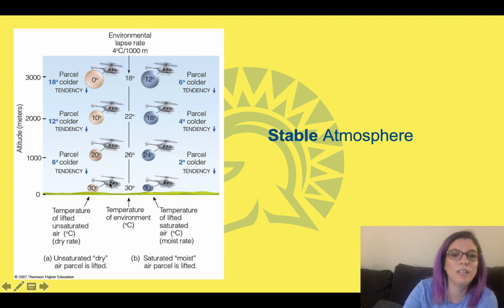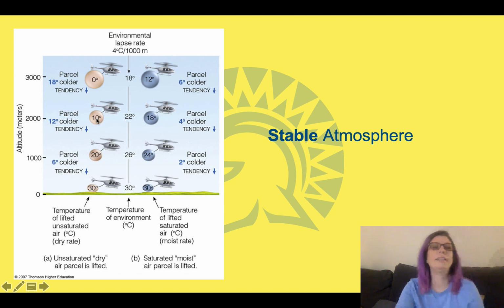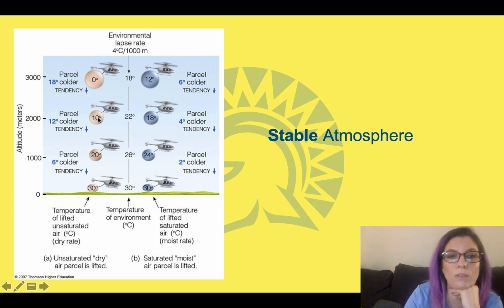So you can see if this helicopter is pulling this up, so he goes up to here, then that air parcel is going to be cooled down to 10 degrees, but the outside temperature is going to be 22 degrees. The tendency of this air parcel is going to actually be to fall, because it's 10 degrees colder than the outside temperature.